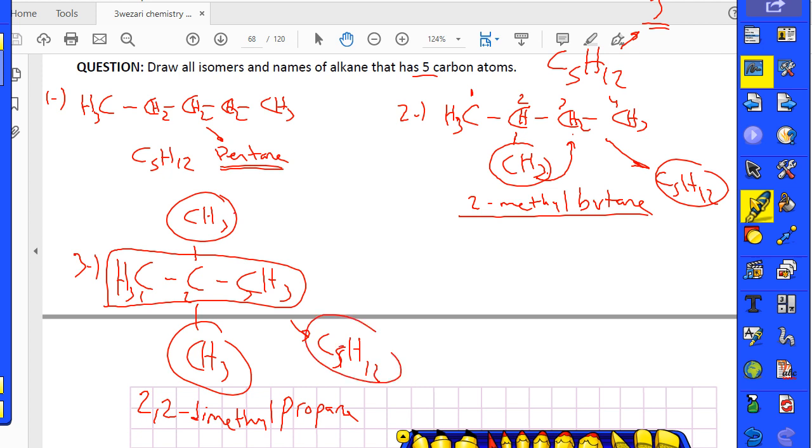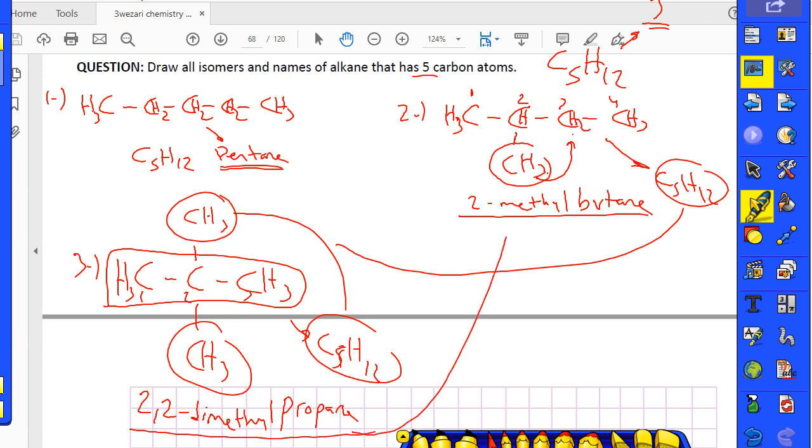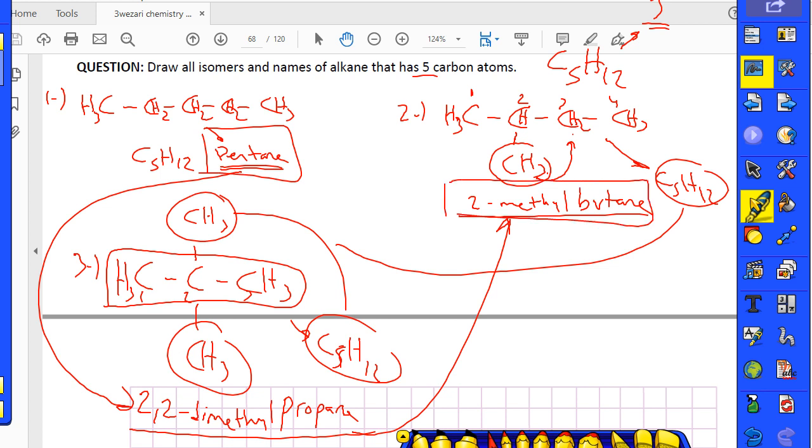The molecular formulas are same, but the structures are, I mean the names are different. If you check, the names are different: pentane, 2-methylbutane, and 2,2-dimethylpropane. So these are the 3 possible isomers of pentane. If you have any question, you can write to me on Viber. I can explain to you. Okay, let's continue. Next part.